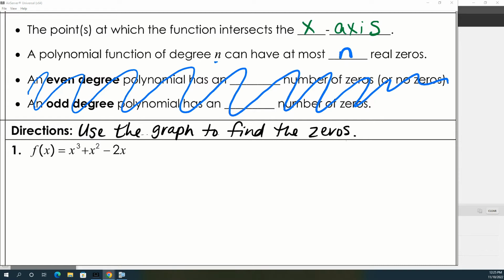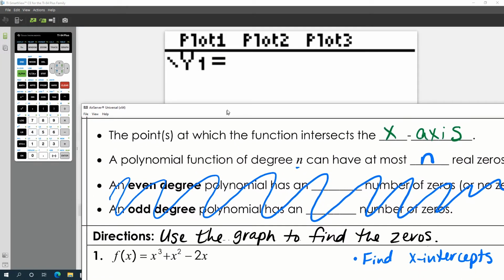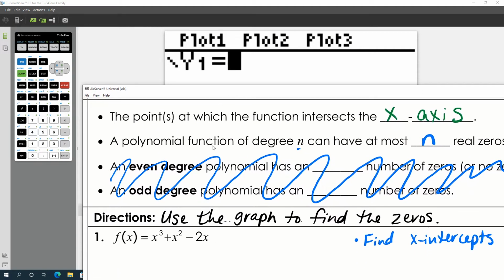So we're going to use the graph to find the zeros. So that means just to find the x-intercepts on the graph. Now I whited out a bunch of stuff on here. This had us doing a lot more than just finding the zeros, and I didn't want to do all that today. Okay, so what we'll do to find the zeros using the calculator is go to y equals and type in the function.